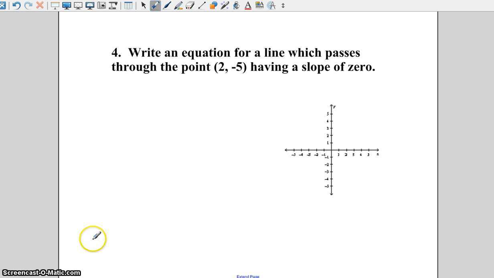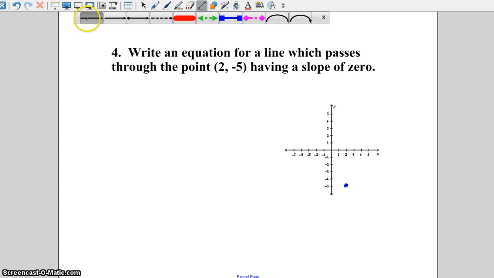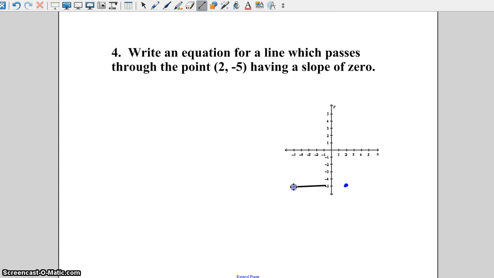Example 4, write an equation for a line which passes through the point 2, -5, having a slope of 0. So plot the point. And this time it's going to be a horizontal line because the slope is 0. Horizontal lines always have equations that are y equals. And since it goes through -5 on the y-axis, the equation will be y equals -5.